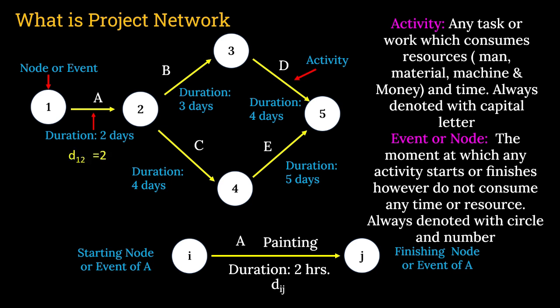Fine. In this case, duration is 2 days. Start node is 1 and end node is 2. So what can we write? D is the duration, 1 2, that means from 1 to 2, equal to 2 days. Clear?